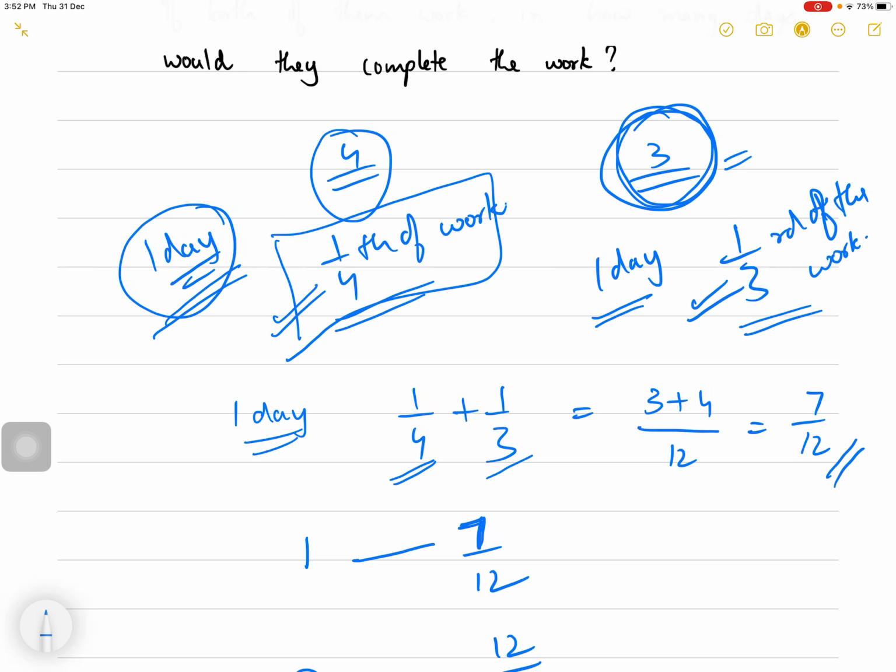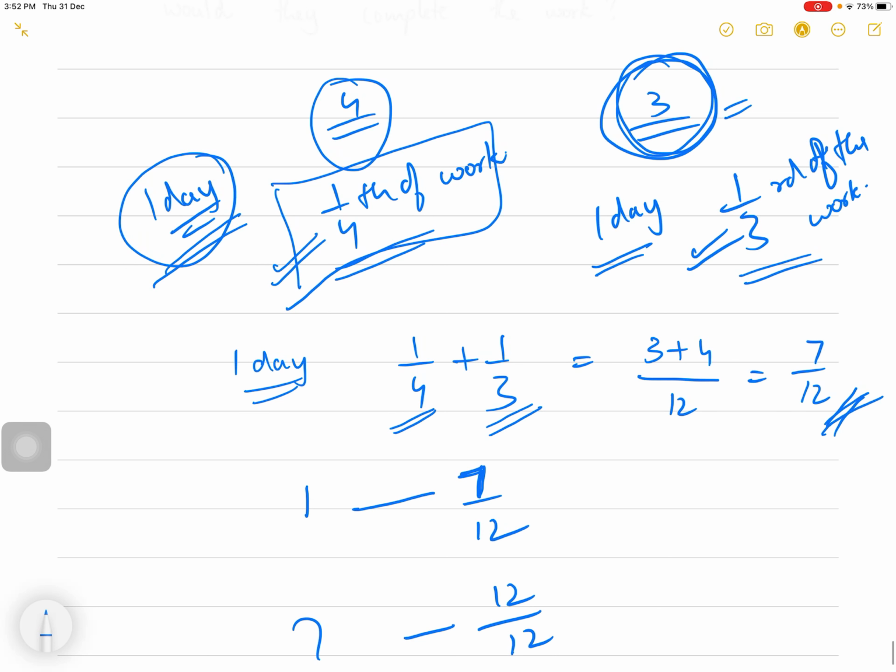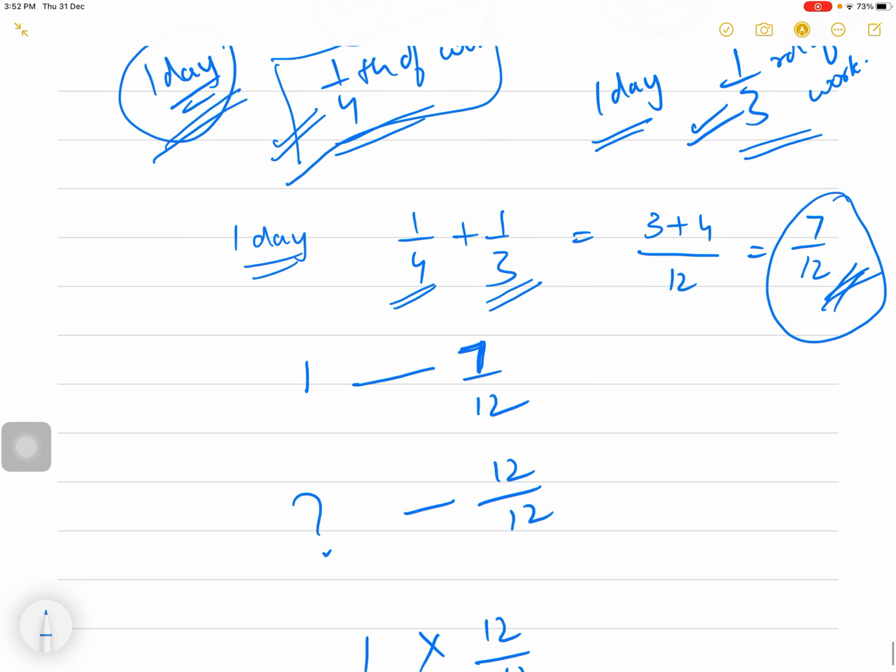First person will complete 1/4 of the work. Second person will complete 1/3 of the work. You add them together, it comes to 7 by 12. So both can do 7 by 12 of the work. Okay. So it takes one day to do 7 by 12 of the work. How much time it will take to do full work? How much days it will take?